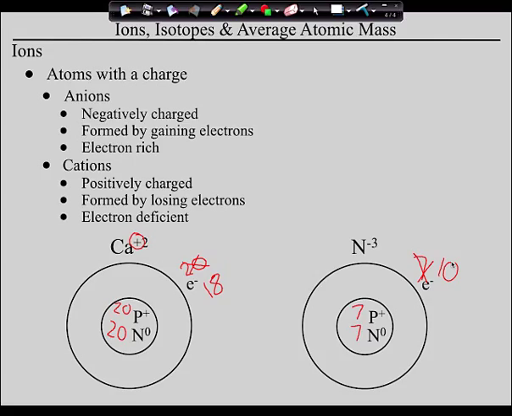Can we check it off the list? Yeah. Where are these found? Everywhere. As often as you see atoms in their neutral states, you see atoms as ions.